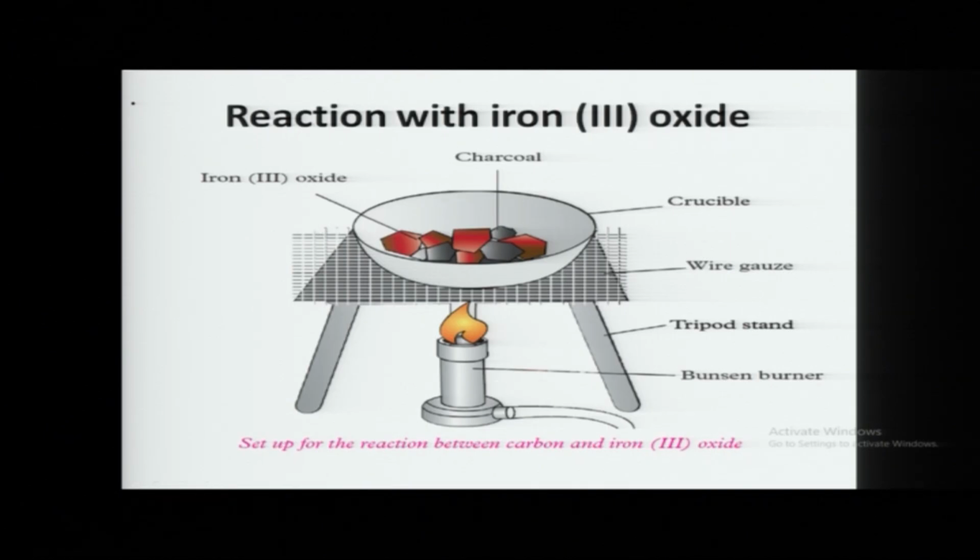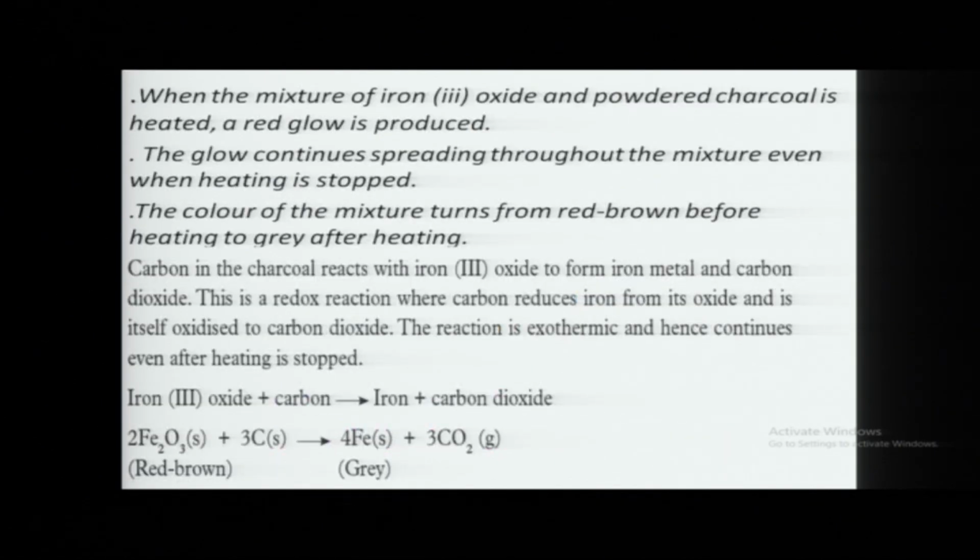There is some heating there, Bunsen burner, you can see. What takes place there? What happens? That's what we are going to see. When a mixture of iron 3 oxide and powdered charcoal is heated, a red glow is produced. The glow continues spreading throughout the mixture even when heating is stopped, all right?